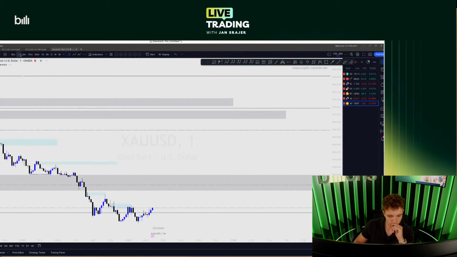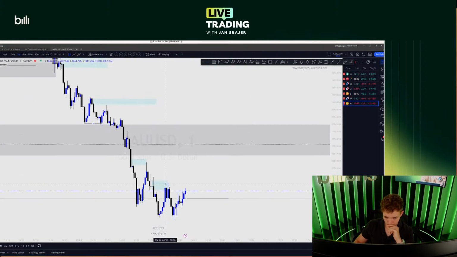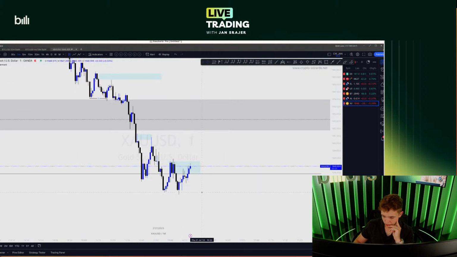What about gold? Not doing anything yet. But that was a nice liquidity build at this low. But I still haven't achieved anything at all. It's extremely risky to take a trade here, to be honest.